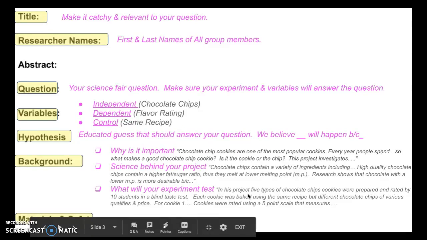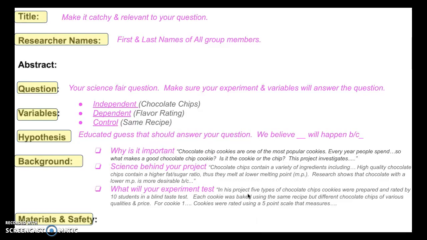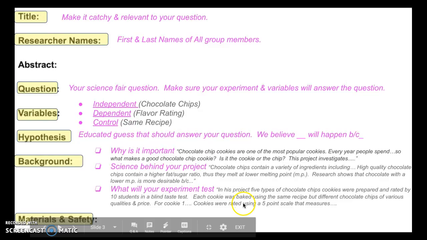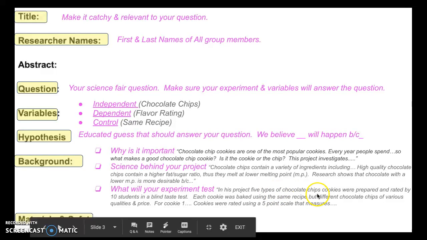As you recall, the background is not an area for details about your plan or procedure, but your background should or could end with giving people a sense of what your experiment is about, because it kind of links everything together. So you can start off by saying something like, in this project, 5 types of chocolate chip cookies were prepared and rated by 10 students in a blind taste test. Each cookie was baked using the same recipe, but different chocolate chips of various qualities and price.